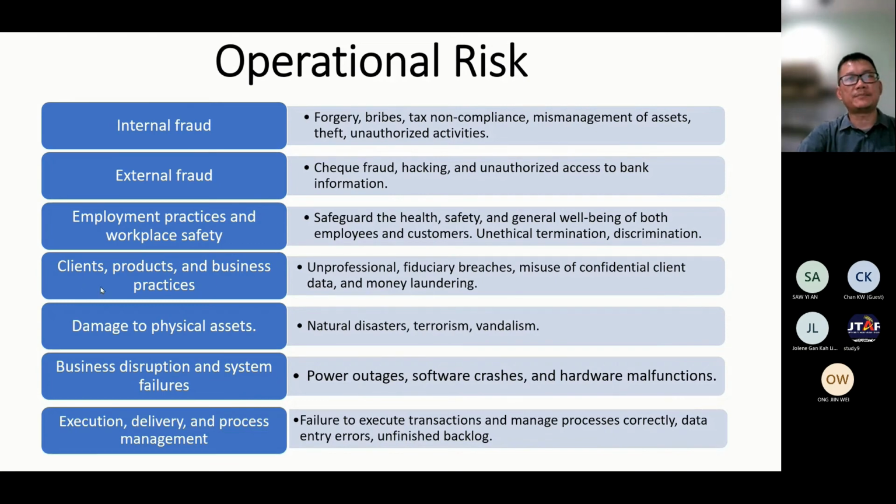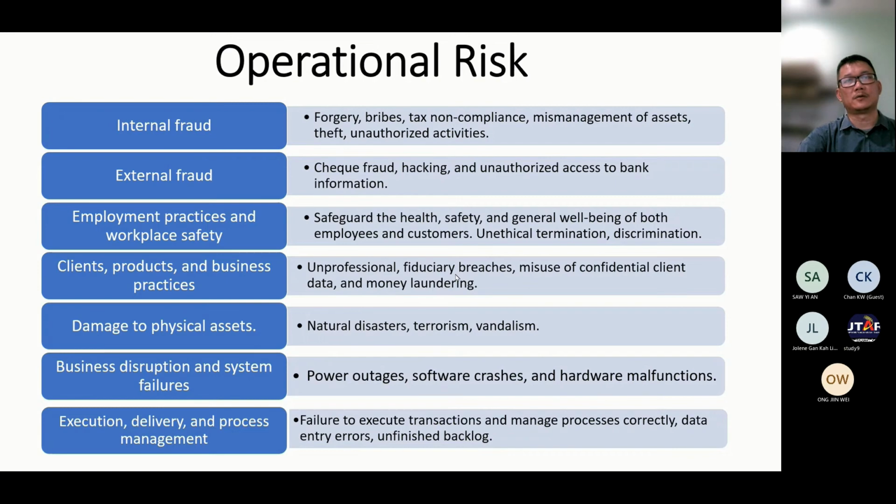And next, clients, products and business practice. The operational risk here would be like bank staff who sometimes perform their duty unprofessionally. They do not explain all the information they are supposed to explain, all the risk profile, which they need to assess and explain to the clients, all the terms and conditions, but they behave unprofessionally. They don't let the customer know some of the details and so on. And maybe the bank has a fiduciary breach by some of the bank staff. They are not going to tell the whole truth. They are not loyal to the clients.